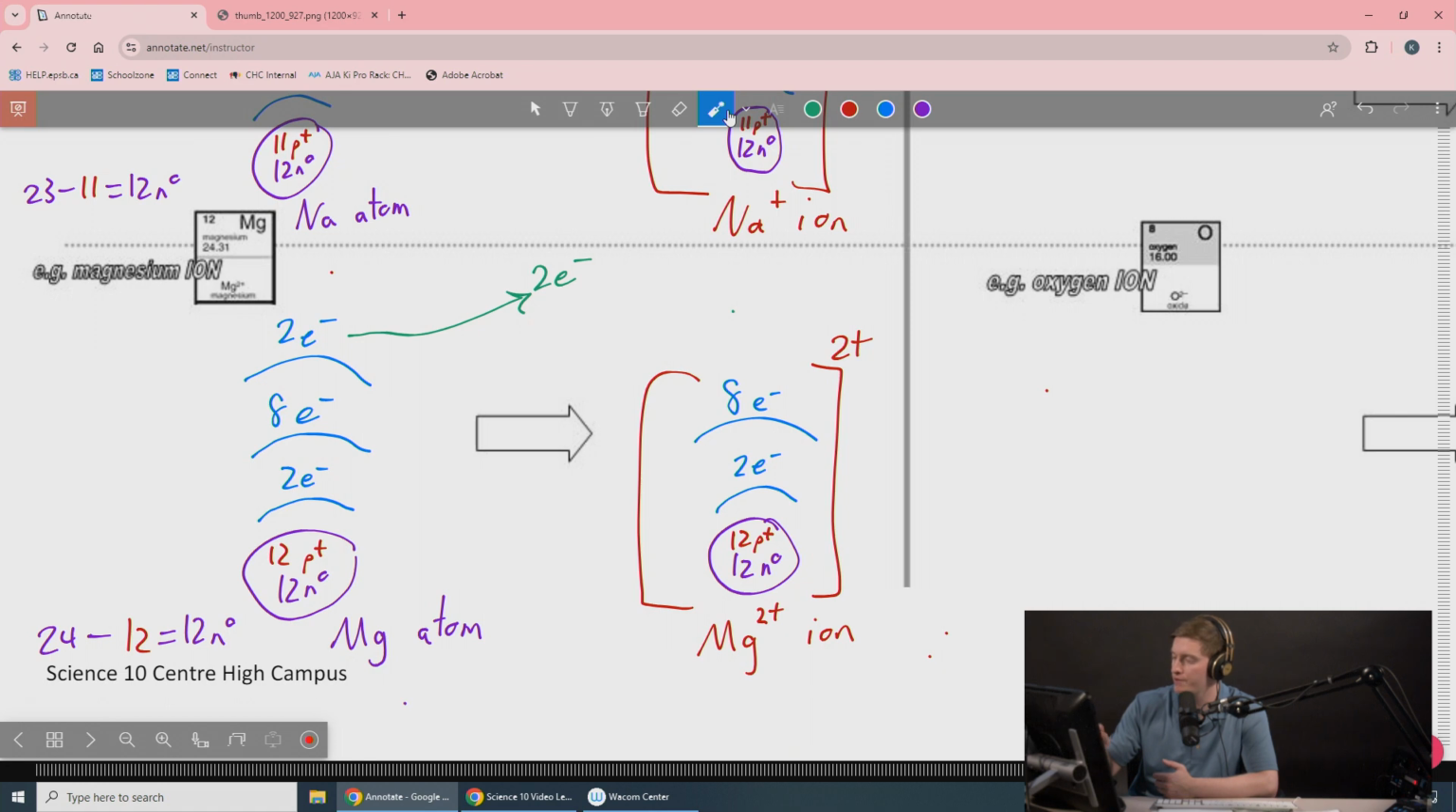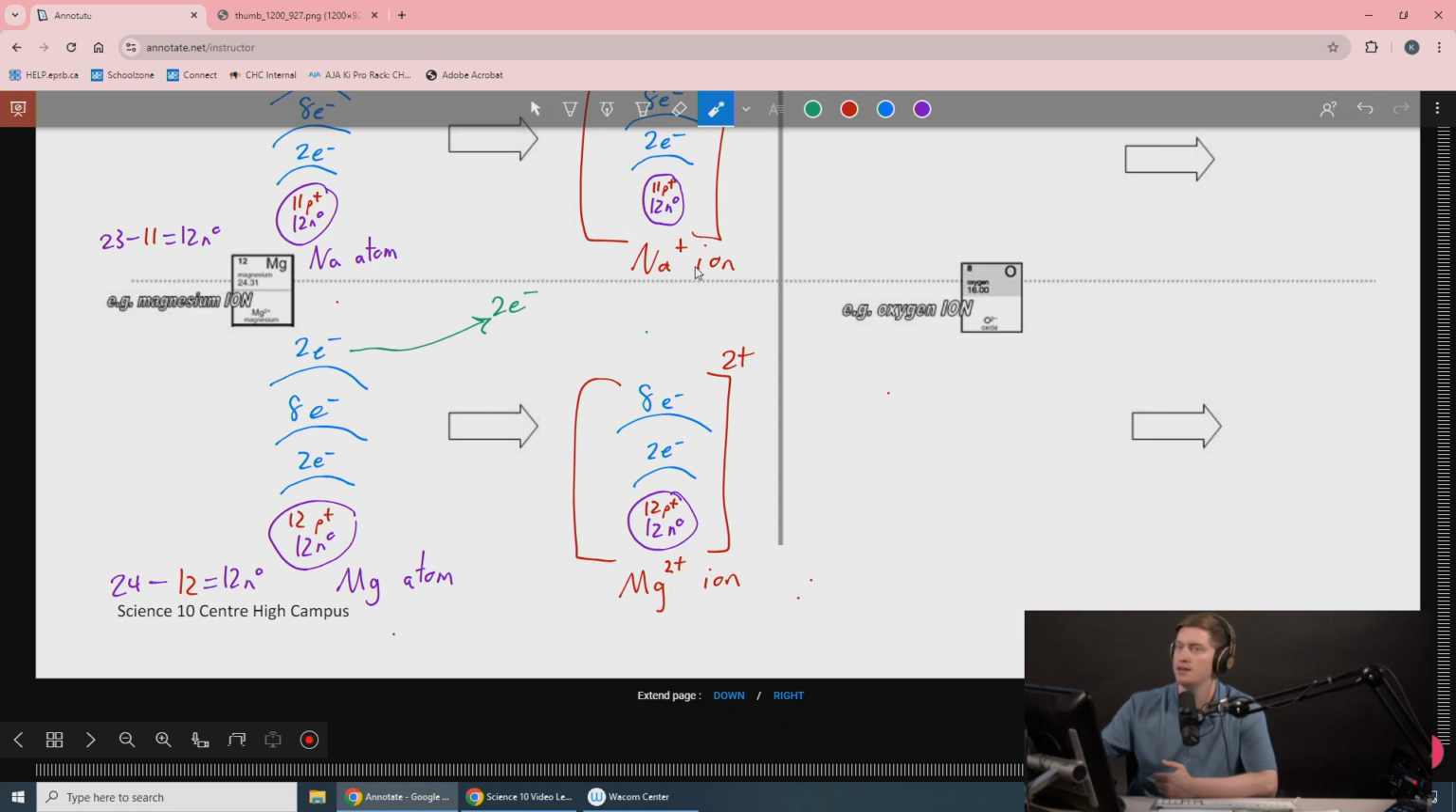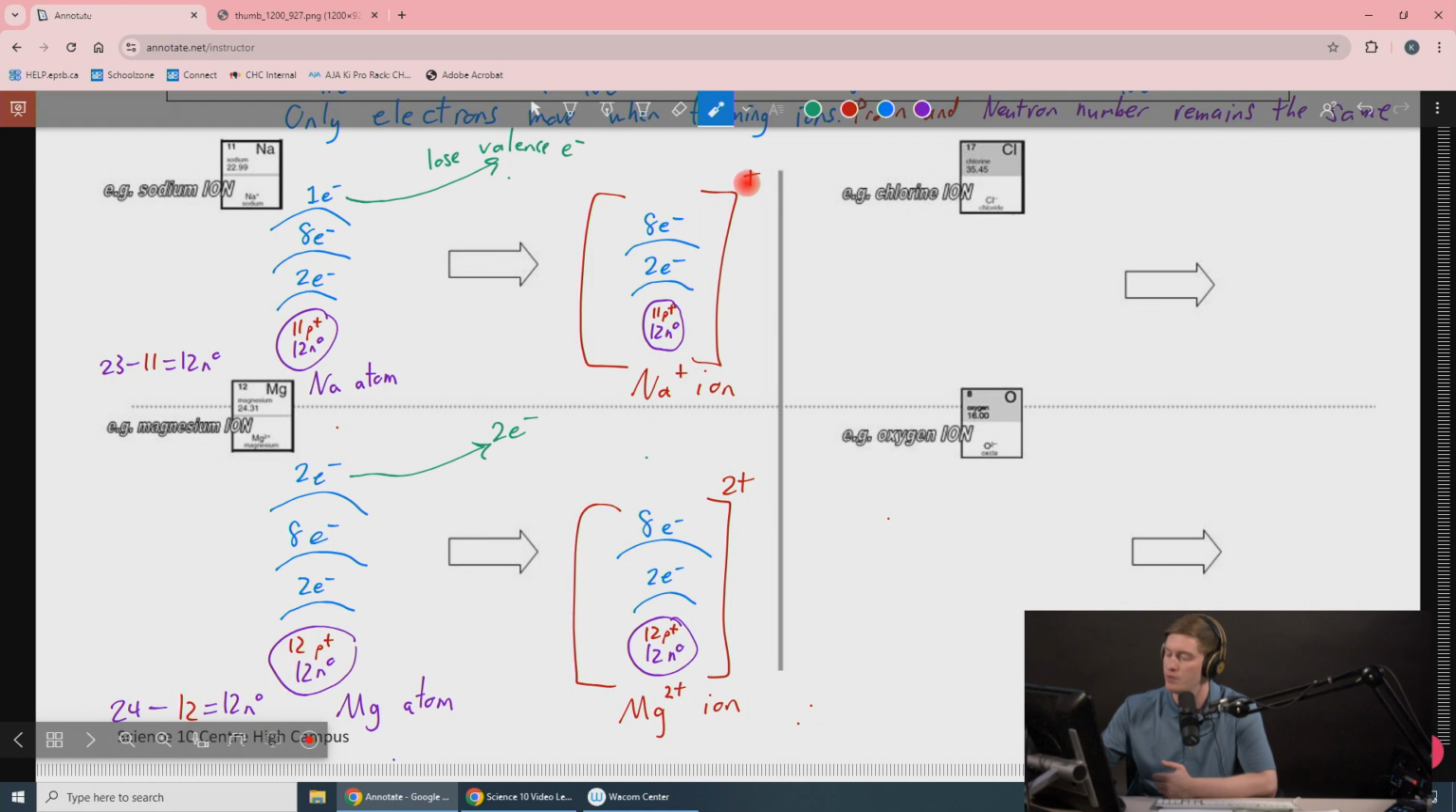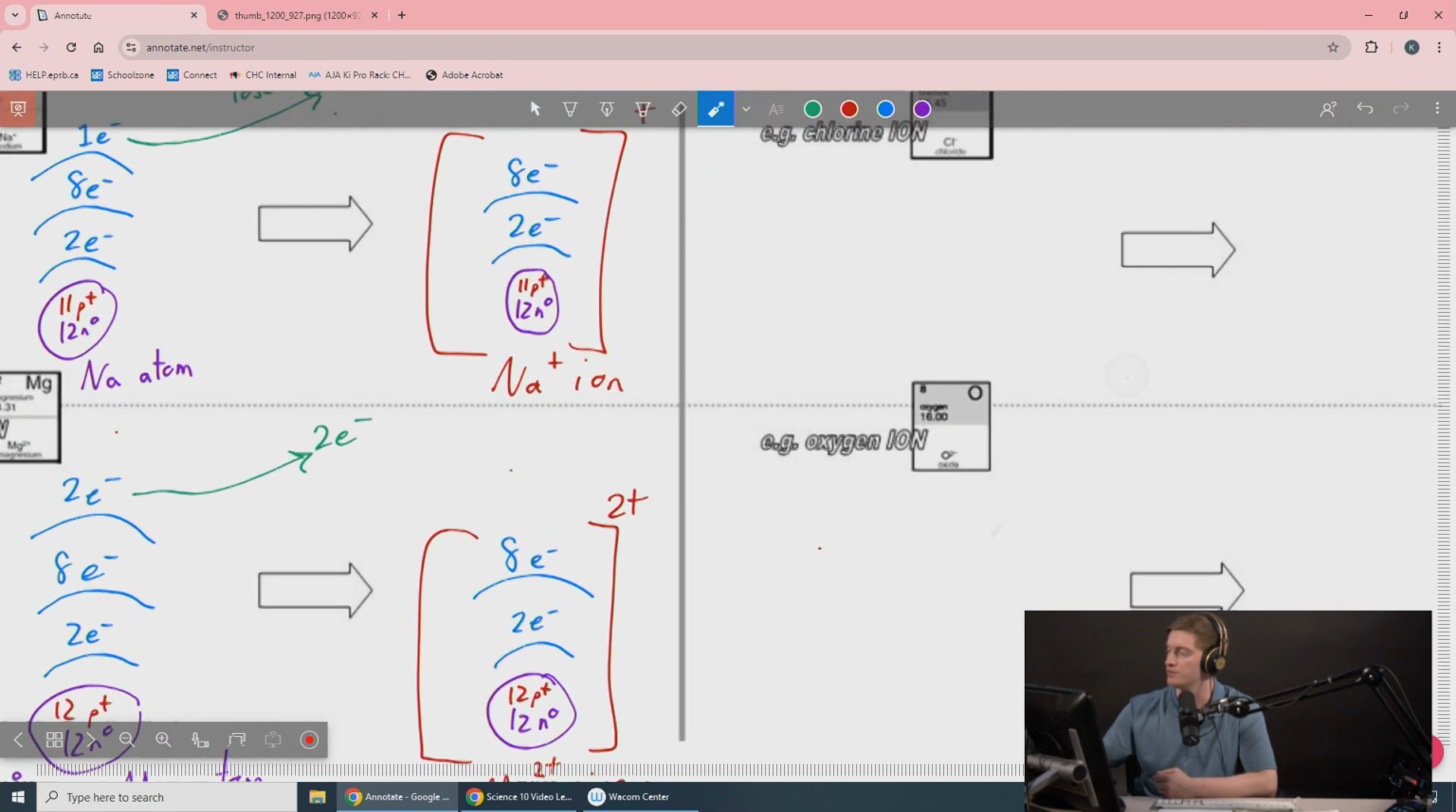Note that when we're going from the atom to the ion, the only thing that changes is the electrons. The nucleus stays the same. This would be a 2+ cation. This would be a 1+ cation. We just put a single plus. We don't put a 1 when it's got a charge of 1. So this sodium's just got a plus on your periodic table, but the magnesium has a 2+. These are cations. Let's take a look at anions.